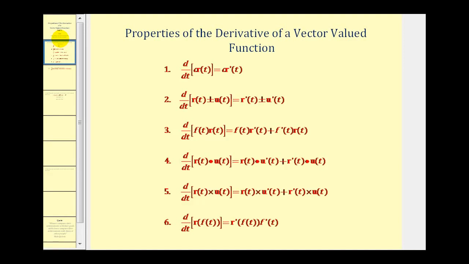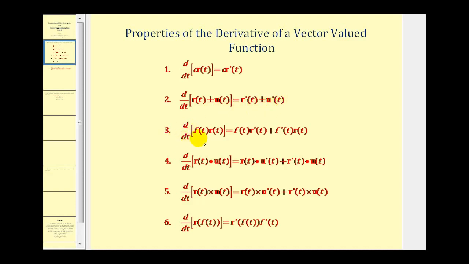These will look very familiar to some of the properties that we reviewed when we were finding derivatives of basic functions. This first property just states that if we want to find the derivative of a constant times a vector-valued function r of t, that'll just equal the constant times the derivative of that vector-valued function. The second property just states that if we have a sum or difference of vector-valued functions and we want to find the derivative of them, we just find the derivative of each vector-valued function individually.